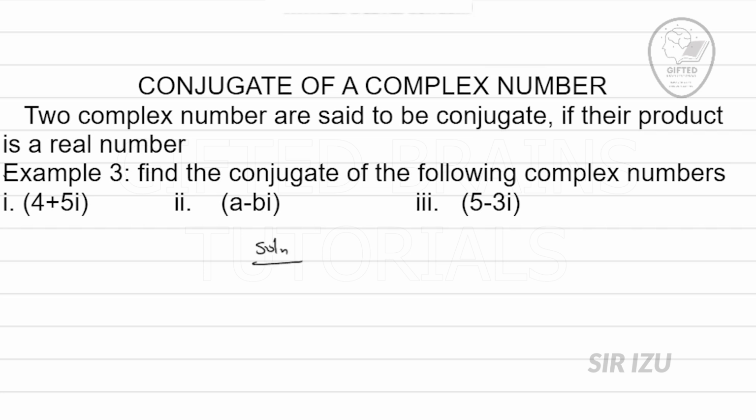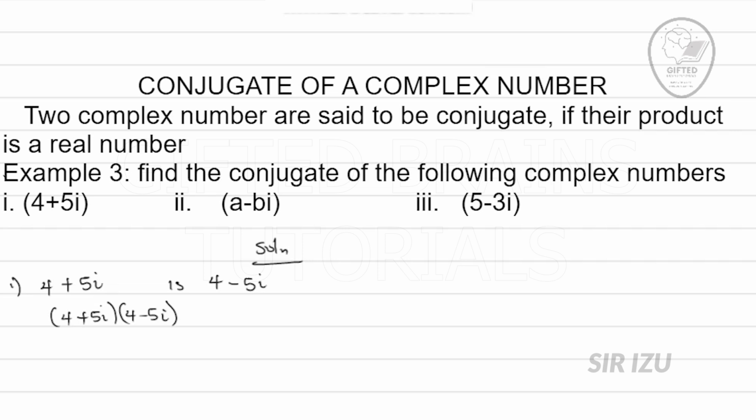For the first one, the conjugate of 4 plus 5i is simply 4 minus 5i. And the reason is because if you multiply these two complex numbers, that is 4 plus 5i multiplied by 4 minus 5i, its conjugate, these two complex numbers are said to be conjugate because one is having plus, the other one is having minus. If you multiply both of them, you have a real number.